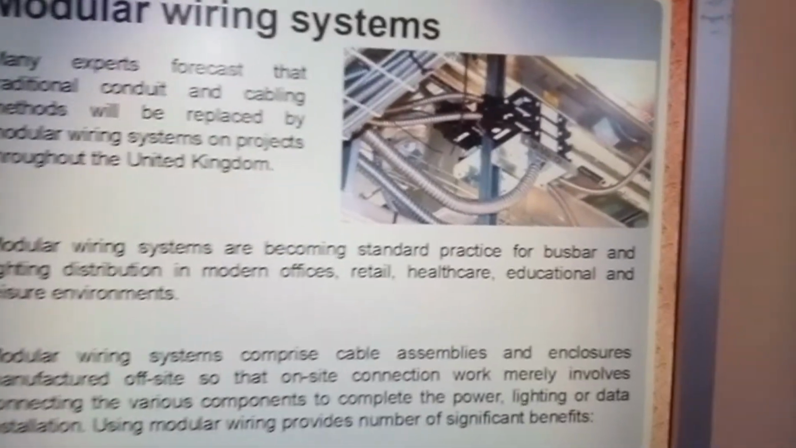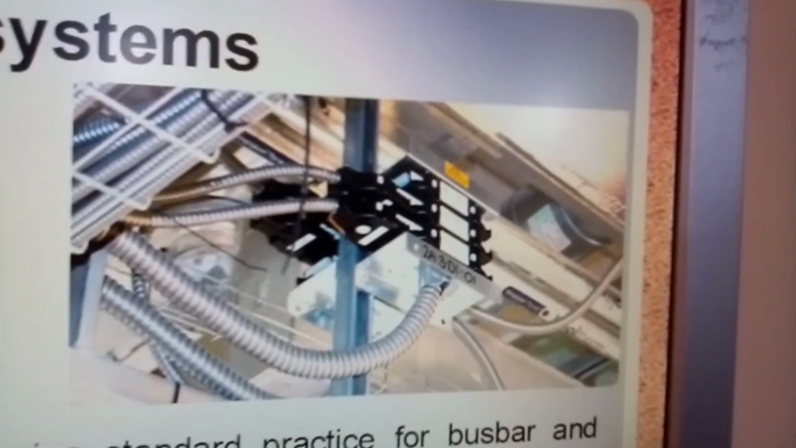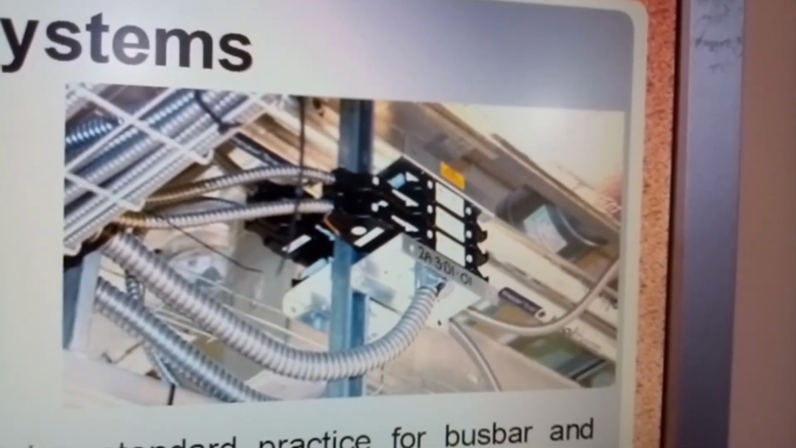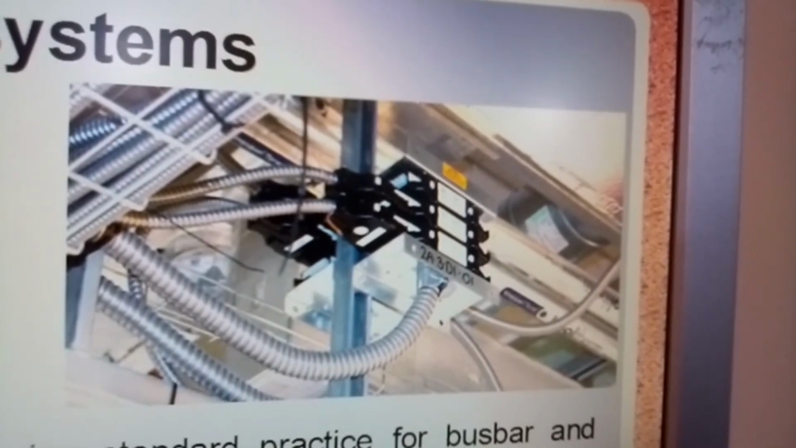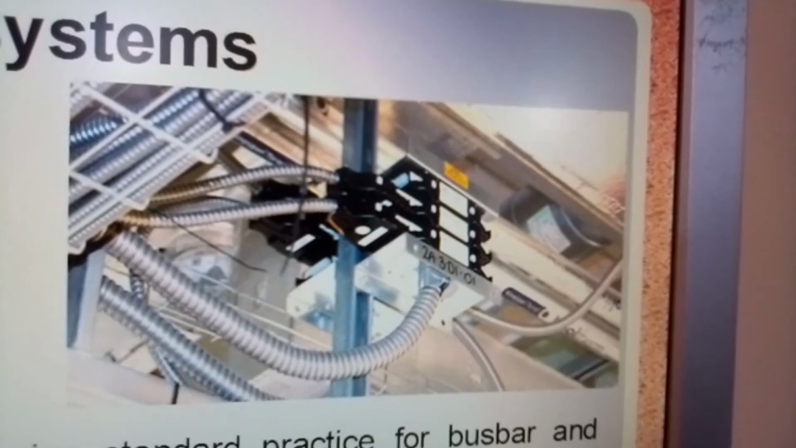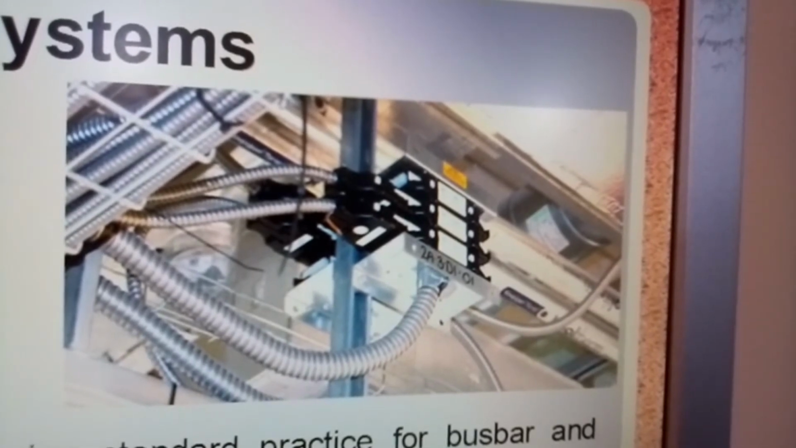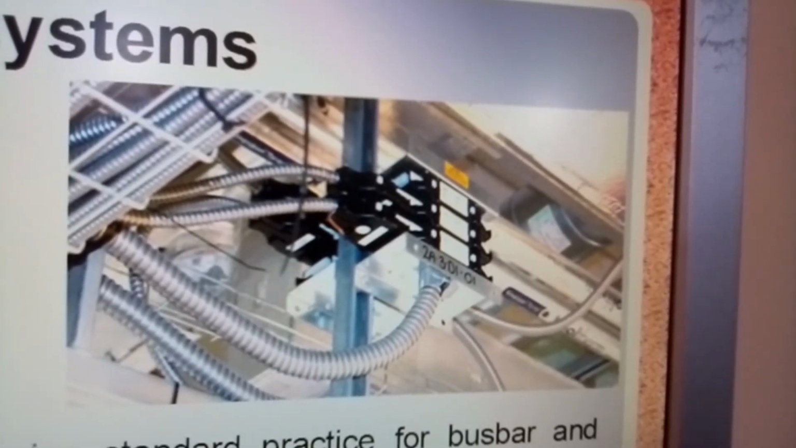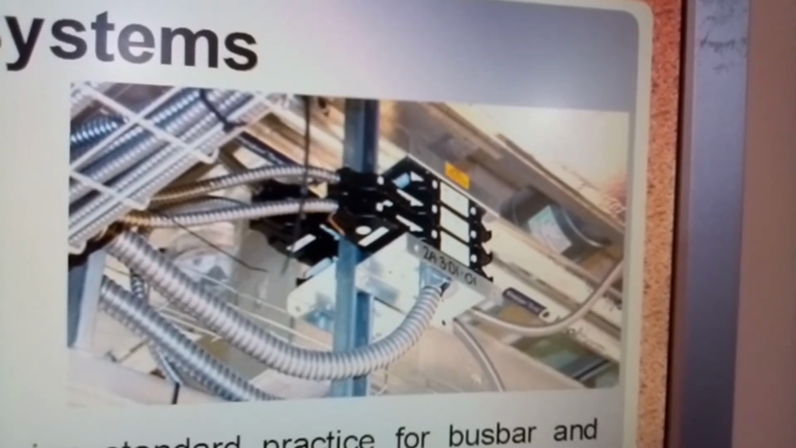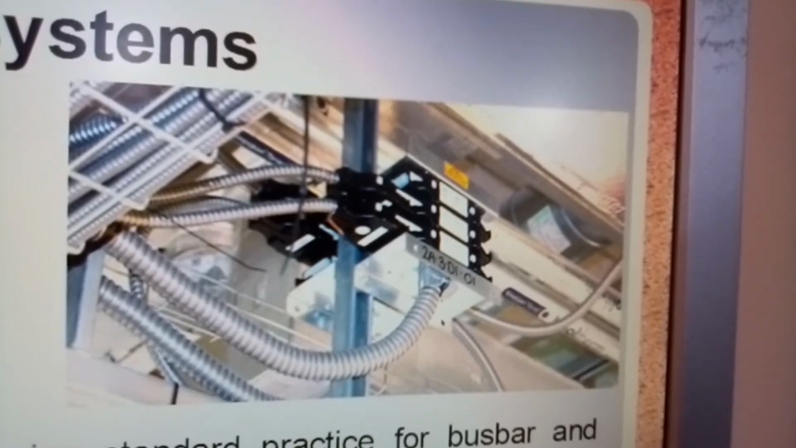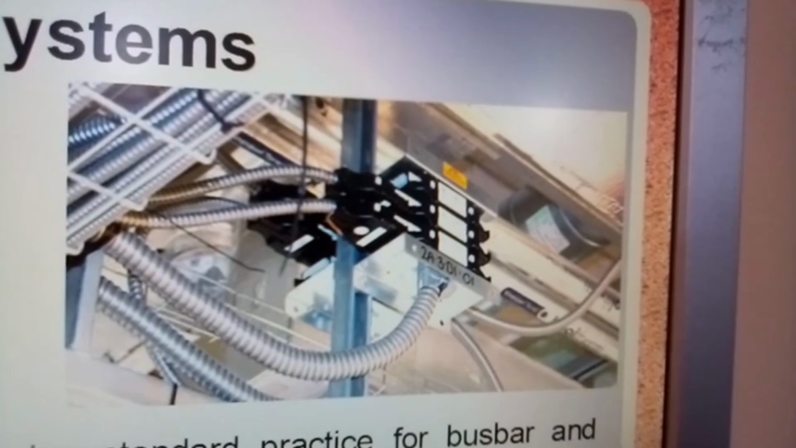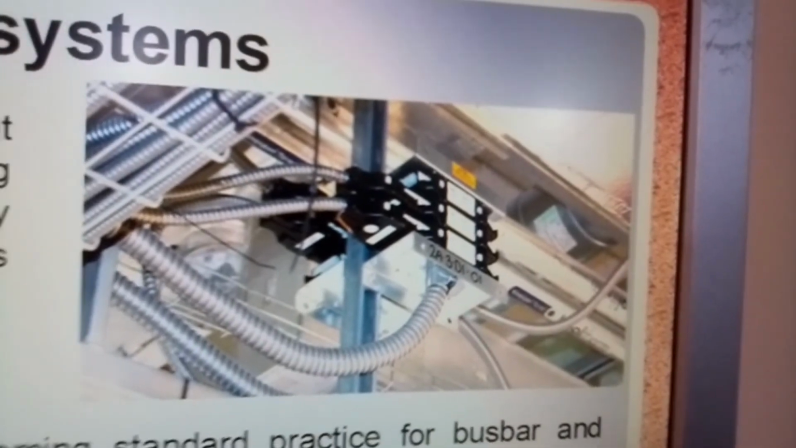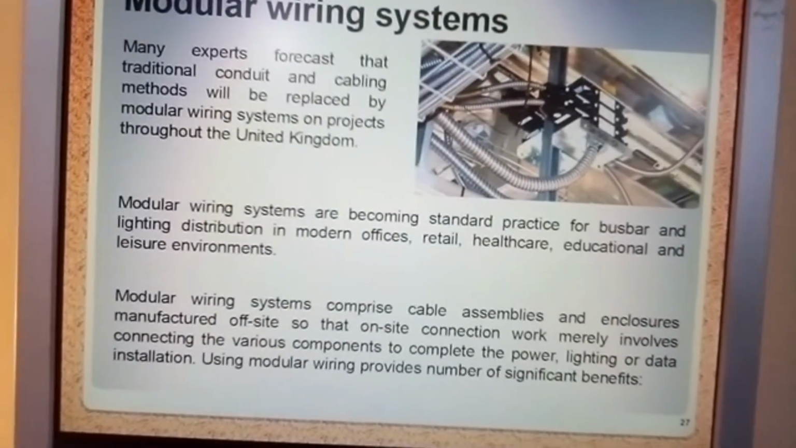Modular wiring systems. All we're looking at here is the cabling systems which have been supplied. Many experts forecast that traditional conduit and cabling methods will be replaced by modular wiring systems on projects throughout the United Kingdom. Modular wiring systems are becoming standard practice for busbar and lighting distribution, meaning that these systems are wired up before they reach your location, so that all you then do is plug them in. Basically, that's the idea.